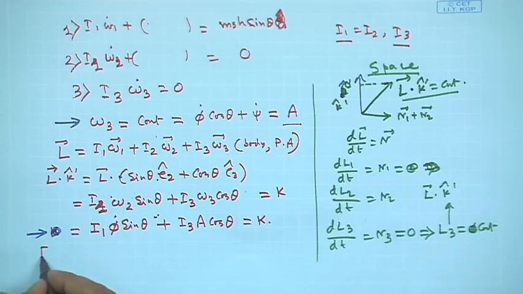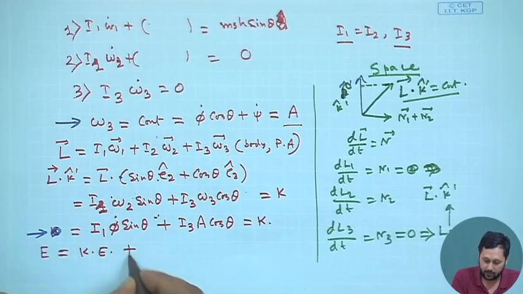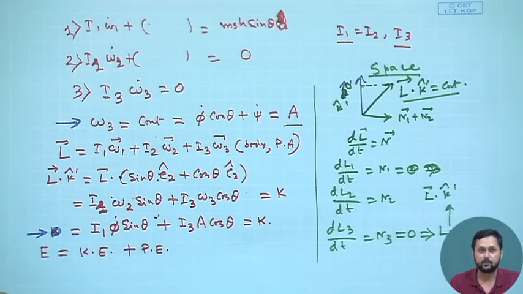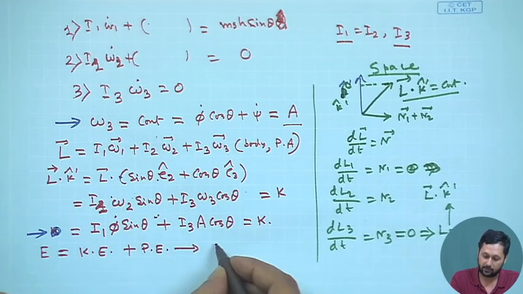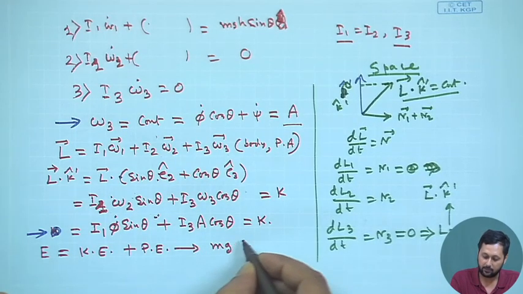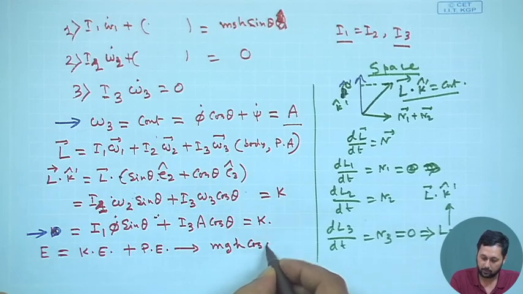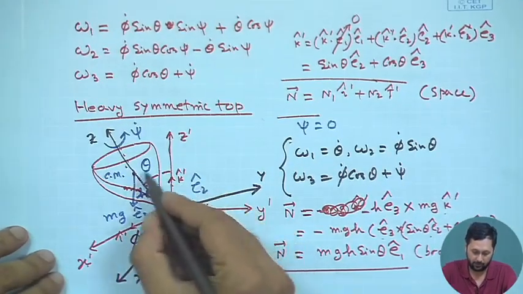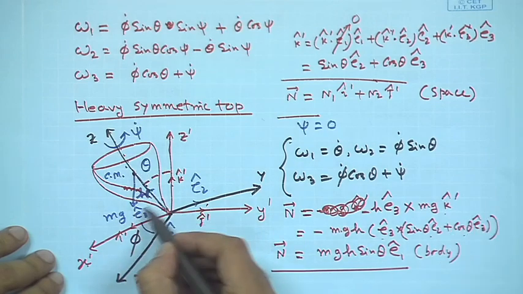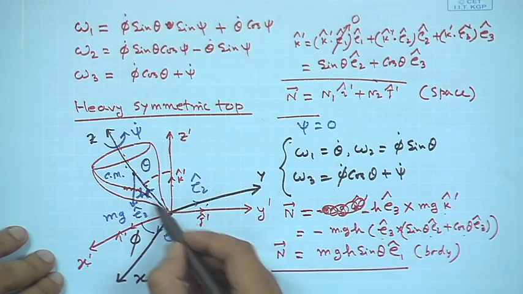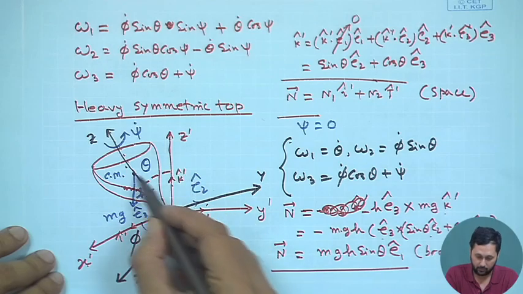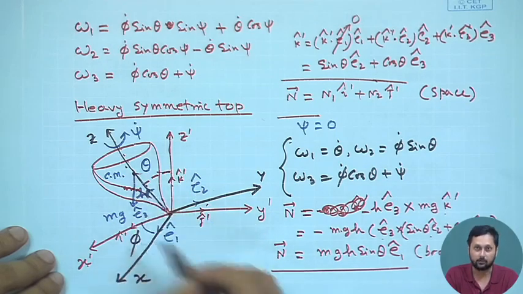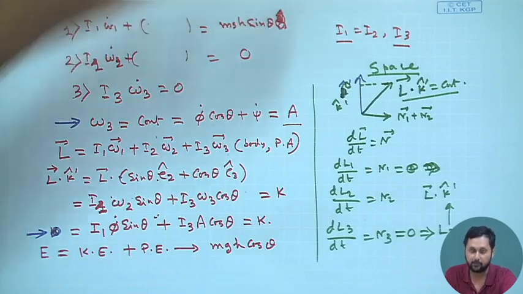So, we can write E equal to a constant, and E can have two parts, one kinetic energy and one potential energy. The potential energy part is simple, we can just write potential energy as mgh cos theta. Look at this picture and you will agree. If this is mgh, the height is essentially L cos theta, right. So, h cos theta, this vertical height of the center of mass. So, the potential energy is mgh cos theta.